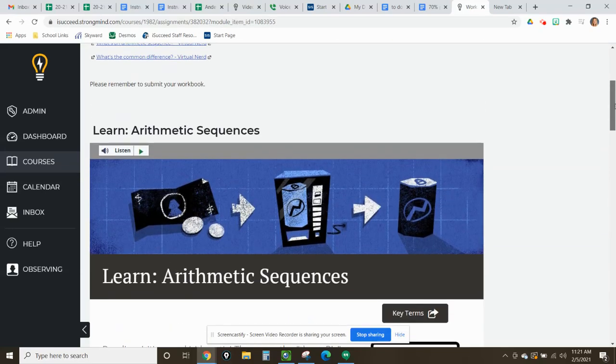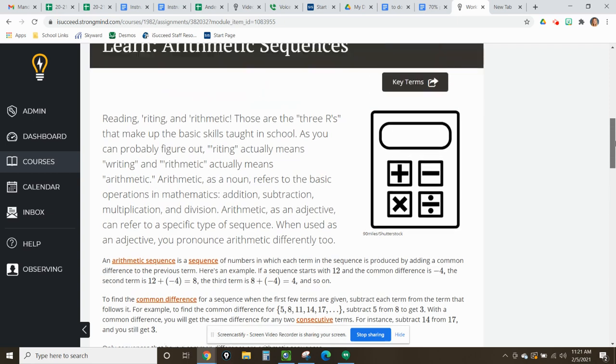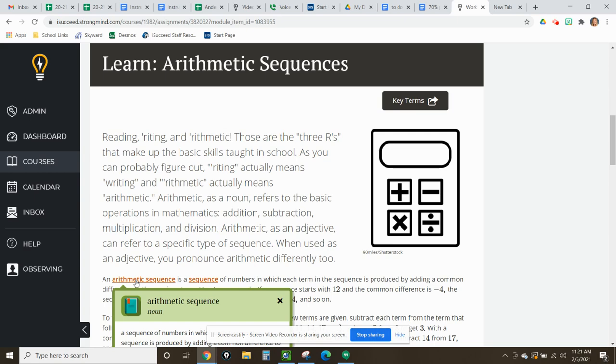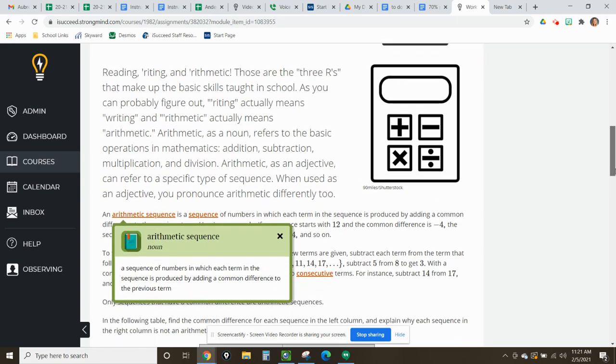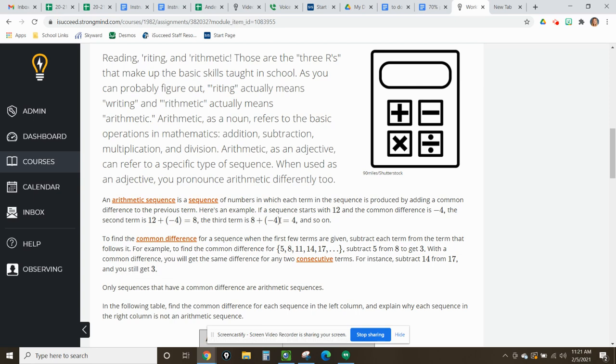Okay, this is workbook 4.2. And so we're going to go through here. This one's about arithmetic sequences. These are when you add or subtract something every time in the sequence. So you can click on the word, and it'll also give you that definition. So you're adding something or subtracting something every time.